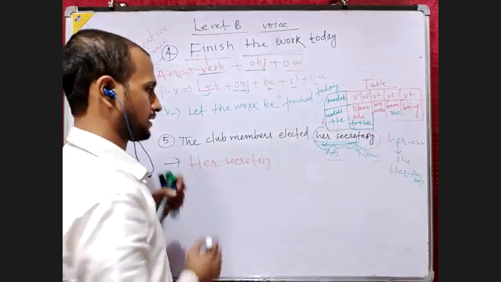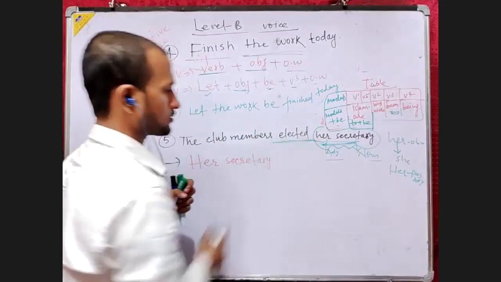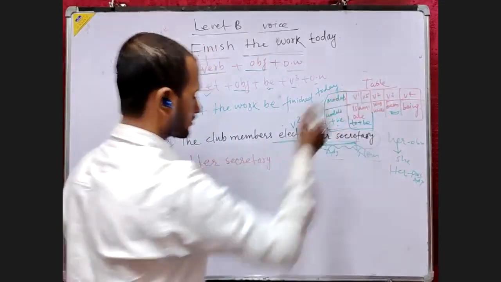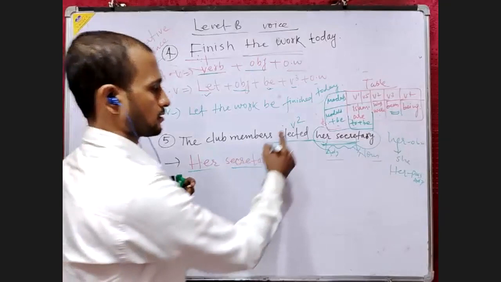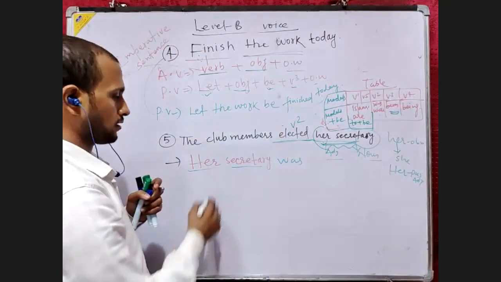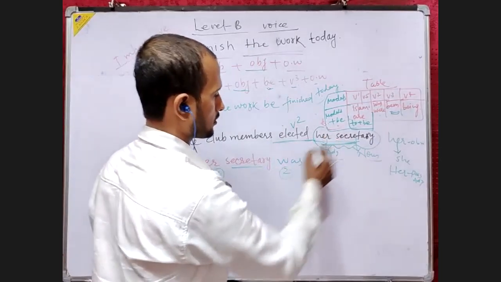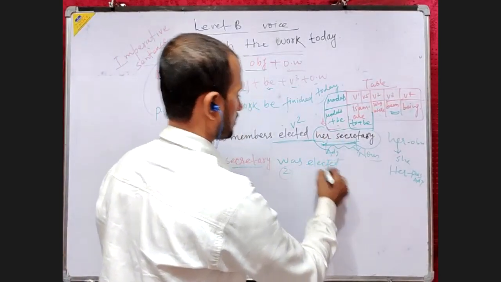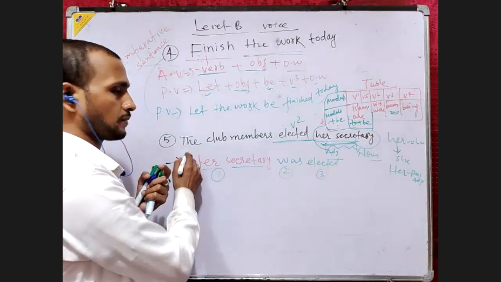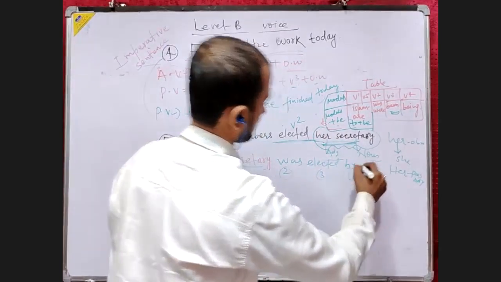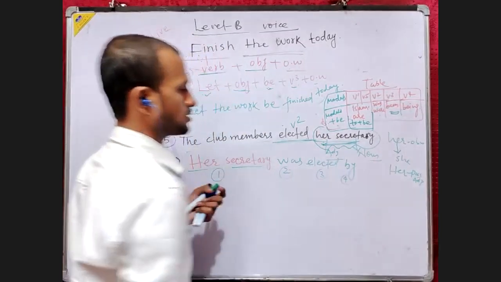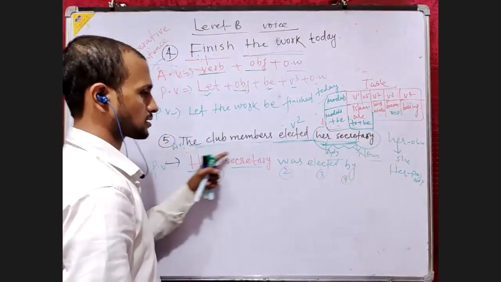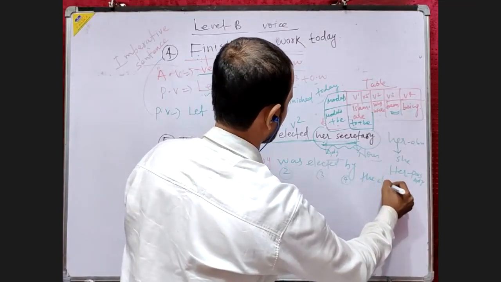Now come on. Her secretary. No auxiliary verb is given here. It means it is V2, and V2 means was or were. Her secretary means a singular subject. That's why we will use was. And after the first number, second number, third number, always V3. What is the V3 of elected? Same, elected. Fourth number is always a preposition. Club members are human beings, so we have to use by. And it is the fourth number. Last, the object of passive voice is the subject of active voice. What will be the subject? By the club members.